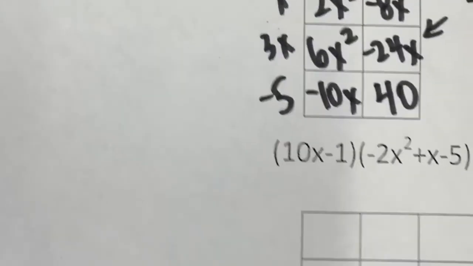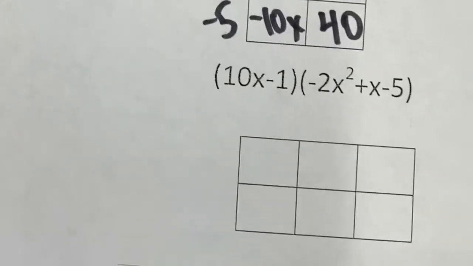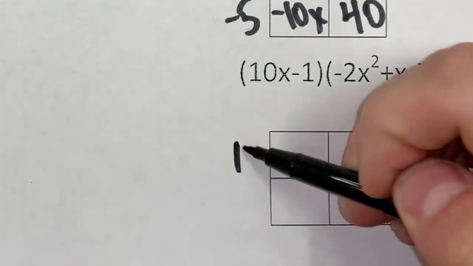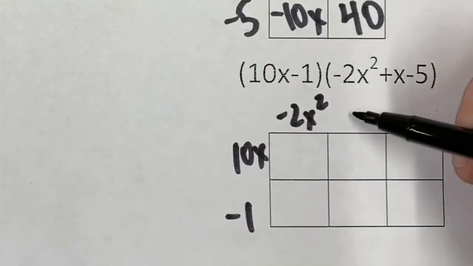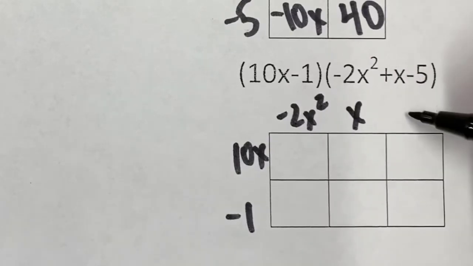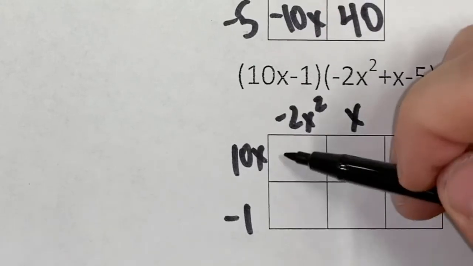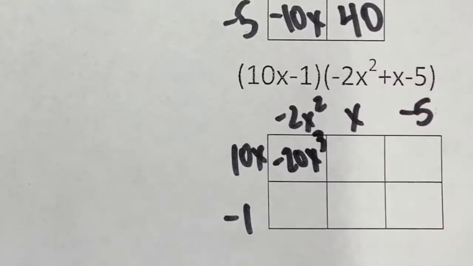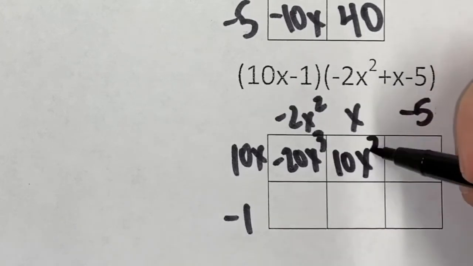We can switch the order. We can put the binomial on the left and the trinomial on the top. So we get 10x minus 1, negative 2x squared, plus 1x minus 5. 10x times negative 2x squared is negative 20x to the third. 10x times x is 10x squared.